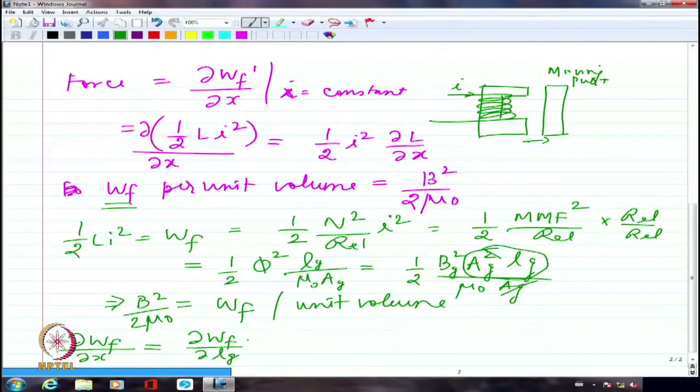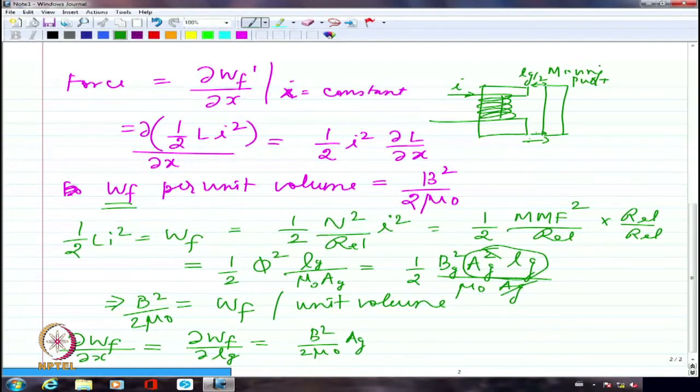Maybe I should call this LG by 2 and another LG by 2 here, so that when they add up, it becomes LG. Basically, I'm looking at the length of the air gap. So this is going to be B square by 2 mu naught multiplied by AG multiplied by LG, and LG will just be eliminated when I differentiate. So this is the force produced in the air gap, whose flux density is B and whose area of cross section is AG.